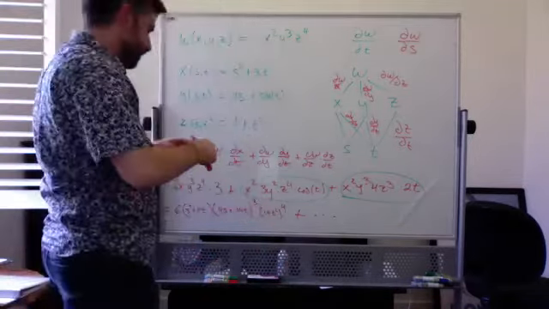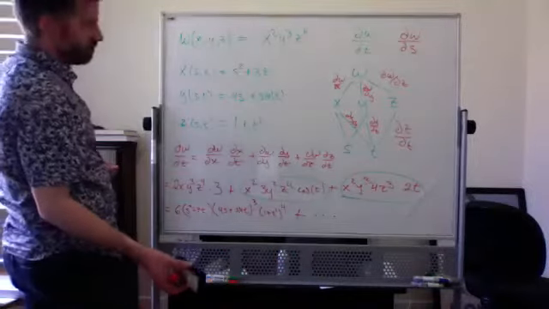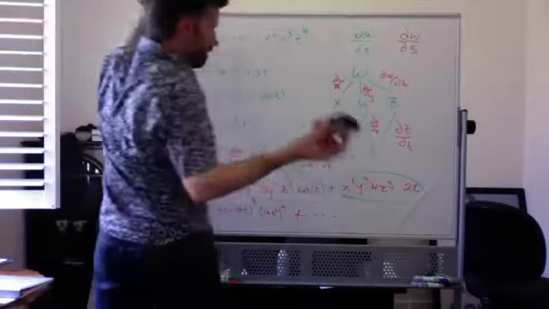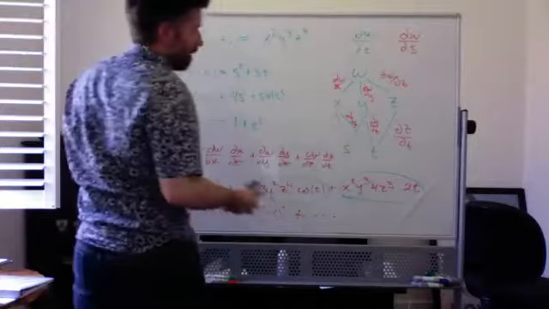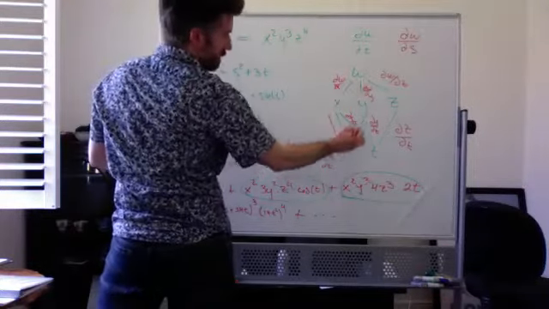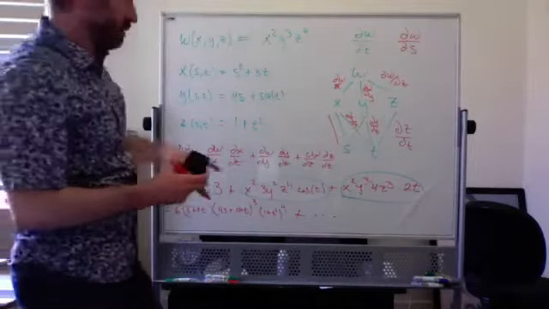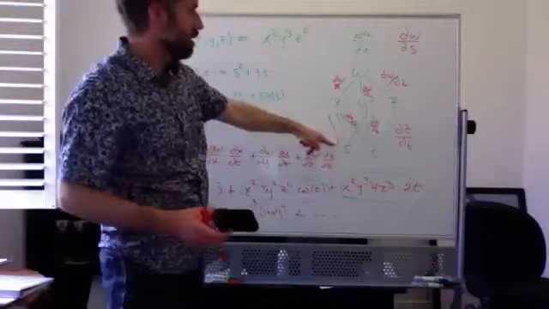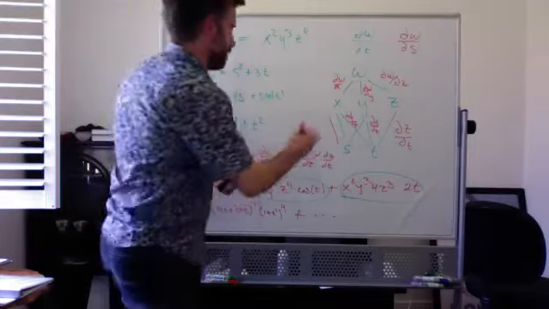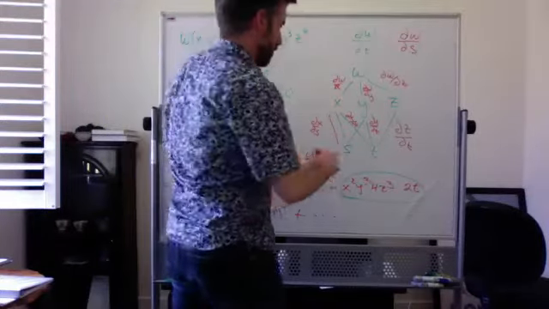So del w del s should have been a little bit nicer. So del w del s should be this times this and this times that. So there should just be two parts we're going to add together. It's going to be del w del x times del x del s plus del w del y times del y del s.